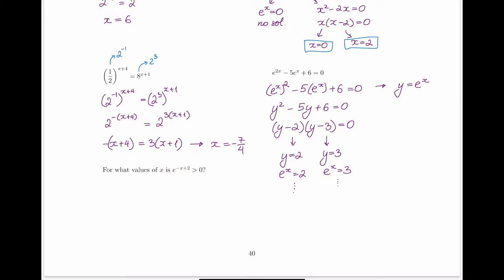So that really means that immediately you get that for all values of x, e to the negative x plus 2 will be positive. No matter what I plug in here, whether it's a positive x or a negative x, the outcome can never be negative because I'm simply raising something to that power.